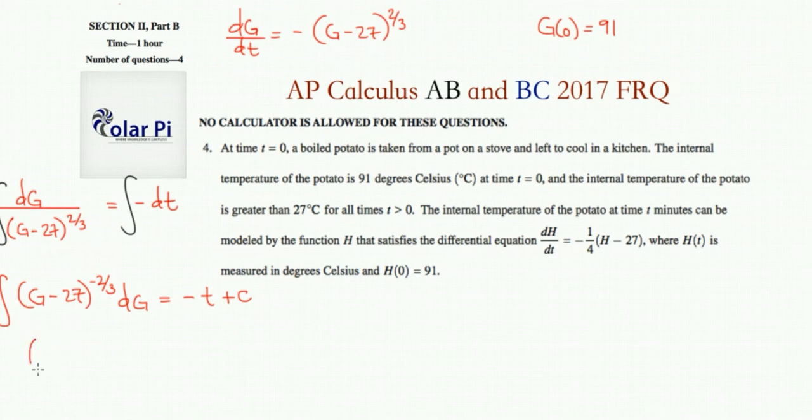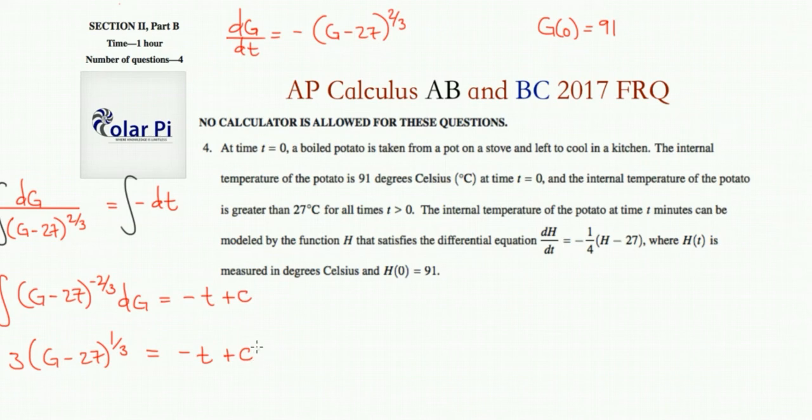Now here, by using the power rule in reverse, we can find the antiderivative on the left side, and it will be (g minus 27), add 1 to the power, so we get 1/3, and so divide by 1/3, which is the same as multiplying by 3. And then, as I said, plus c, but we've already combined the c from the left with that guy, right? So we have minus t plus c.